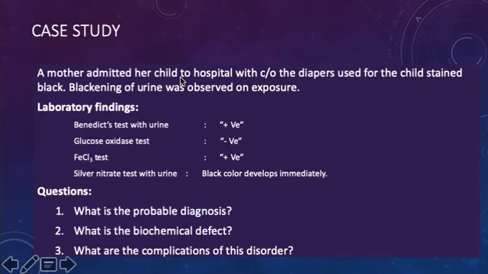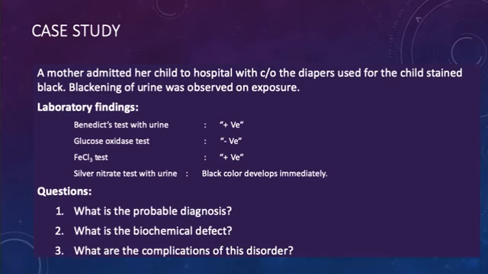A mother admitted a child to the hospital with the complaint that the diaper used for the child stained black. Blackening of urine was observed on exposure. Laboratory findings: the Benedict's test with urine is positive. Glucose oxidase test is negative. Ferric chloride test is negative. Silver nitrate test with urine: the black color develops immediately. So what is the probable diagnosis? What is the biochemical defect? What are the complications of this disorder?